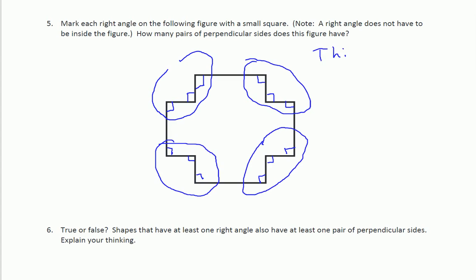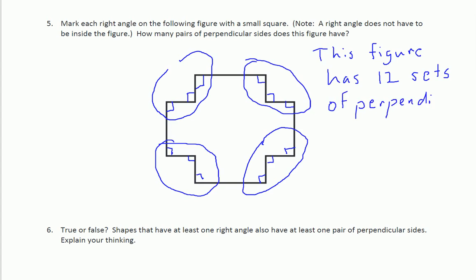So we say this figure has 12 sets, that's meaning 2, of perpendicular lines, or sides, I should say, sides.